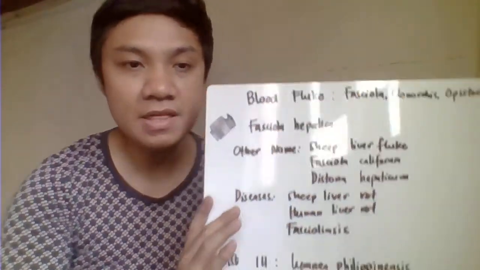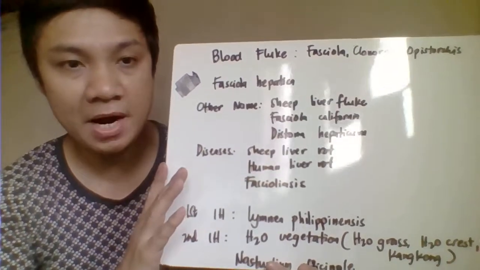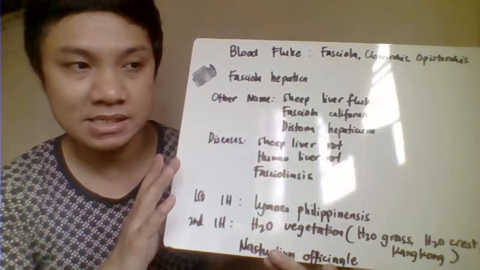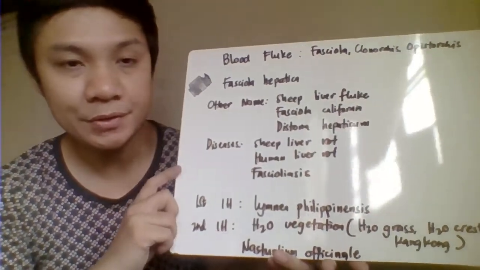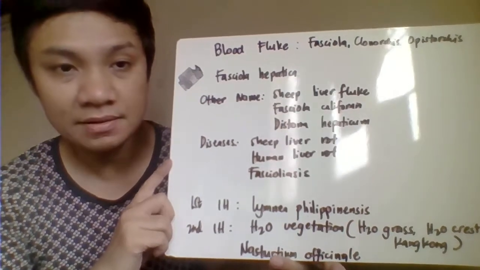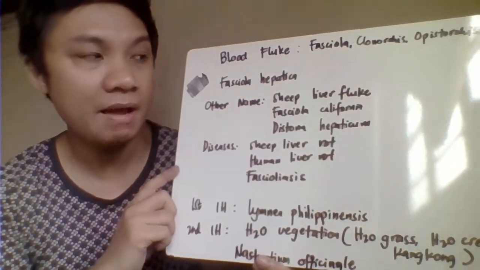Okay, then we have here the blood flukes. So basically, they try to inhabit our liver and even the bile ducts and the gallbladder as well. It includes the genus Fasciola. We also have Clonorchis and Opisthorchis. So first we have Fasciola hepatica.